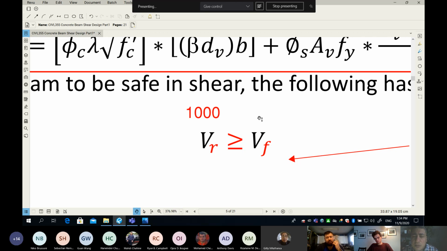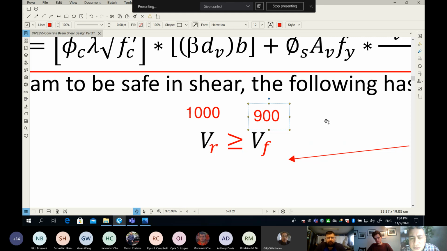But it can be any number. As long as this number is less than my capacity, or the beam capacity for shear, then we're okay. And that's what we do in our design. In our design, we design our beam so that my V_R is equal to or more than my V_F.